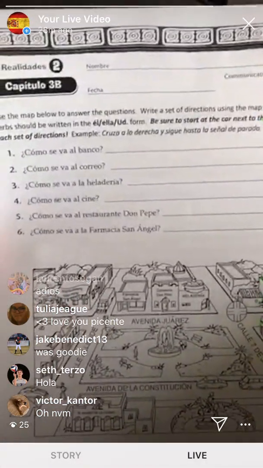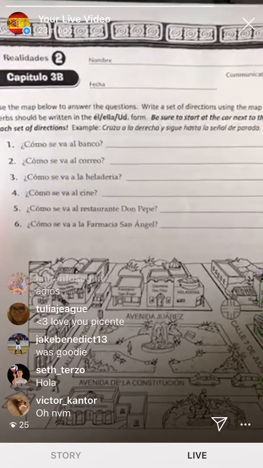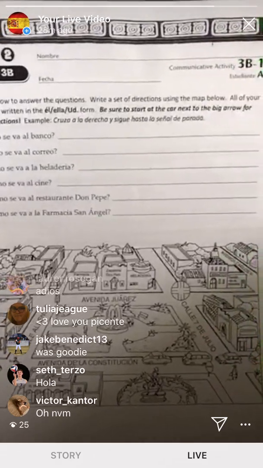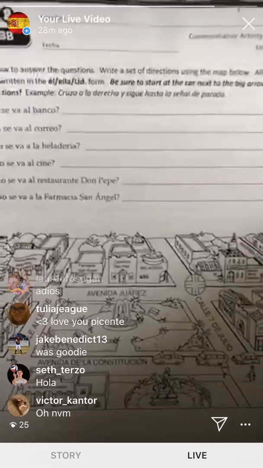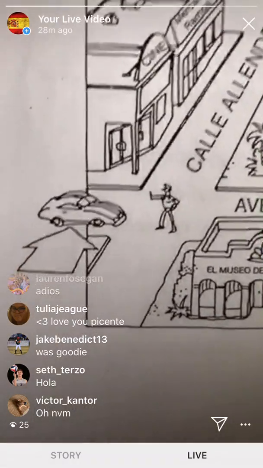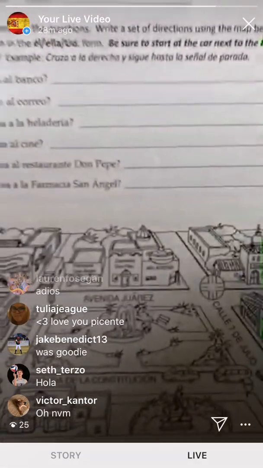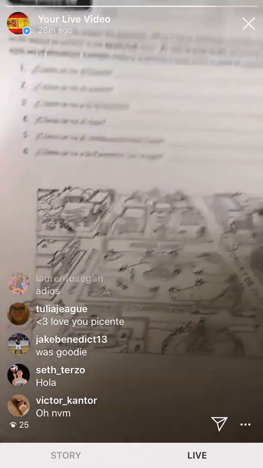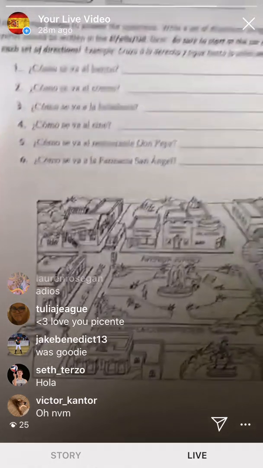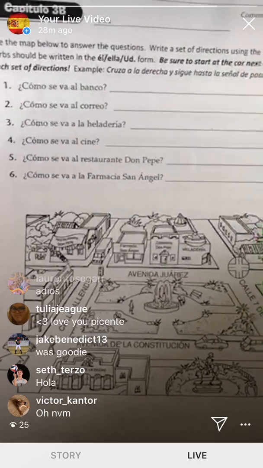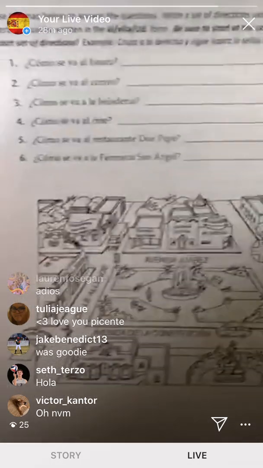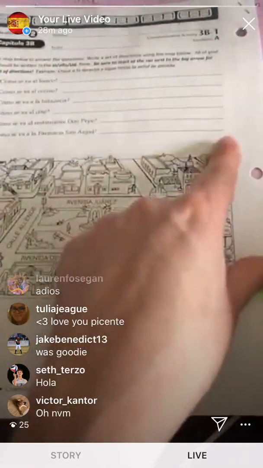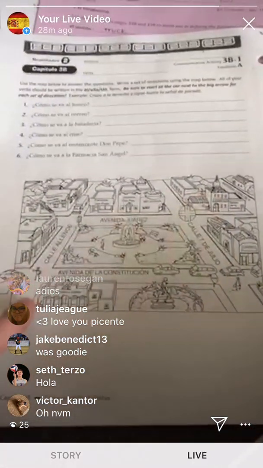And for the questions, you are going to give directions. So I did provide an example. It says, be sure to start at the car next to the big arrow. So this is your start point here for everything. And then you're going to give directions, how you would get from that point, the car, to the places that they list. So ¿cómo se va al banco? means how does one get to the bank? So then you have to find where the bank is, and the bank is up here, right? So you have to direct them there.